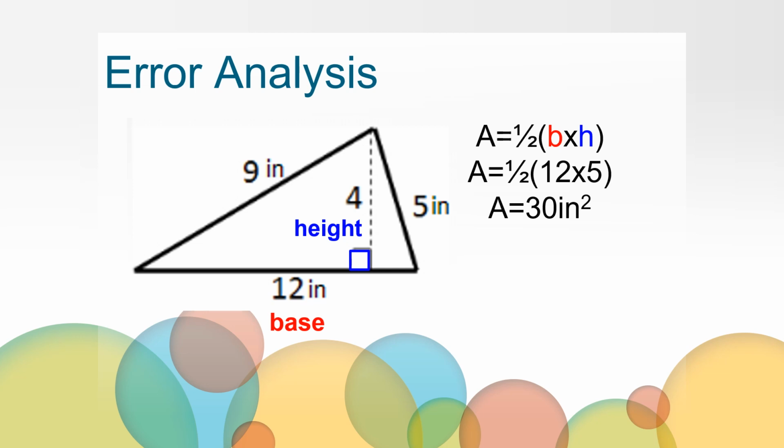So when looking at Jason's work, we need to replace the height of 5 with the real height, which is 4. Now I can find half of the base 12 times the height 4. 12 times 4 equals 48, and half of 48 is 24. The area of the triangle is 24 inches squared.